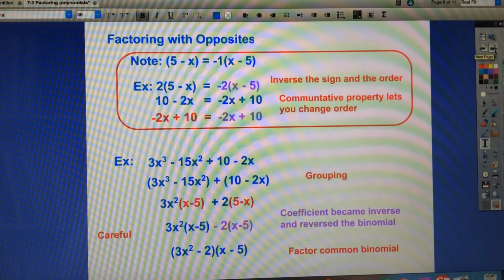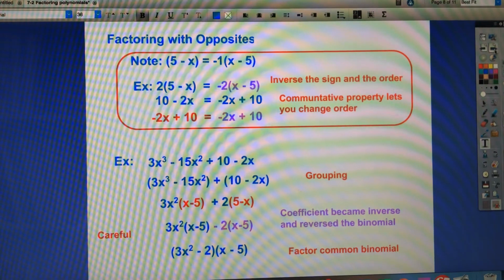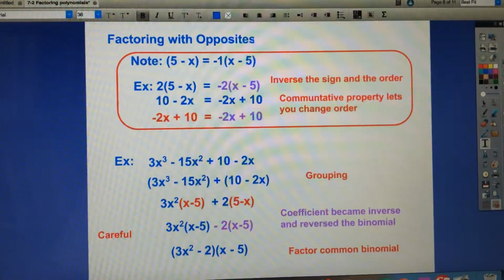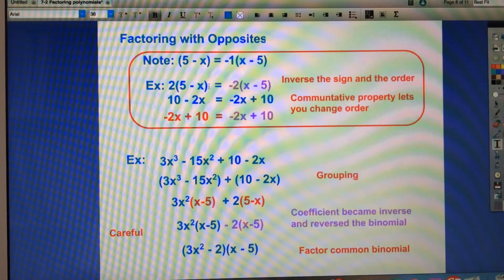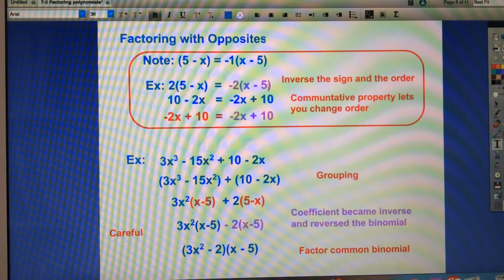What if I'm factoring with opposites? Okay, this is a little more complicated, and not everyone is going to understand this, but give it a try. 5 minus x is the same as negative 1 times x minus 5. How could that be? Well, here's my example. 2 times 5 minus x equals negative 2. So make the coefficient on the outside of the parentheses the inverse sign times negative 1. Negative 2 times x minus 5.